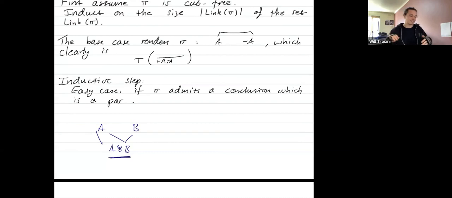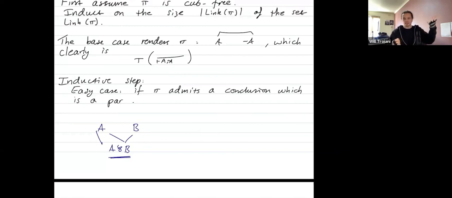So now we're in the final case, right? The final case is that we have a cut-free proof structure pi that satisfies the long trip condition, and all of its conclusions are conclusions of tensor links. Now, by the separation lemma, we know that there exists amongst them one tensor link such that if I remove that tensor link, I get two different proof structures that are still cut free and that each satisfy the long trip condition. That's literally what I just proved for you, right?